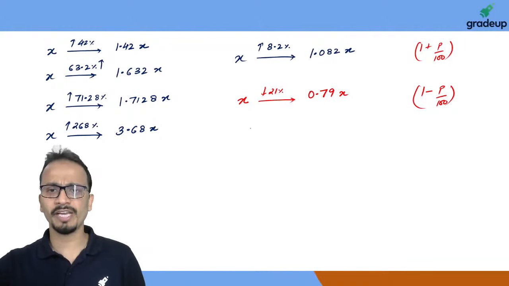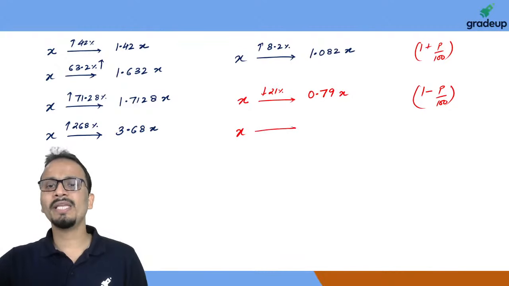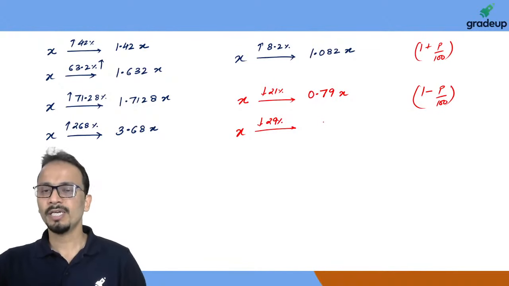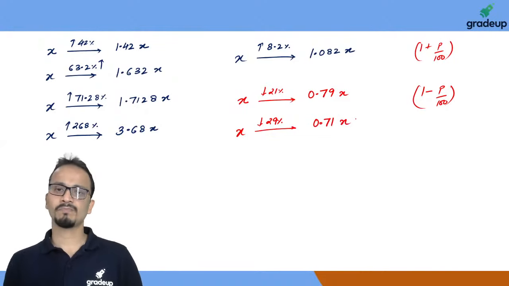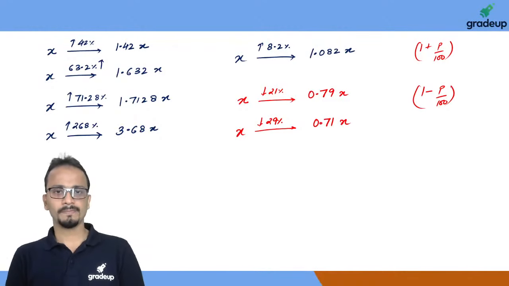Again, x when decreased by 29 percentage. So 1 minus 0.29 will give you 0.71x. Now, friends, one important thing.